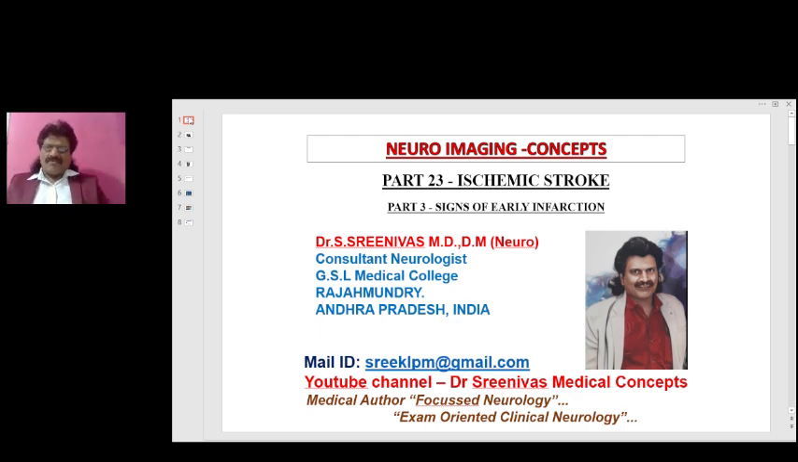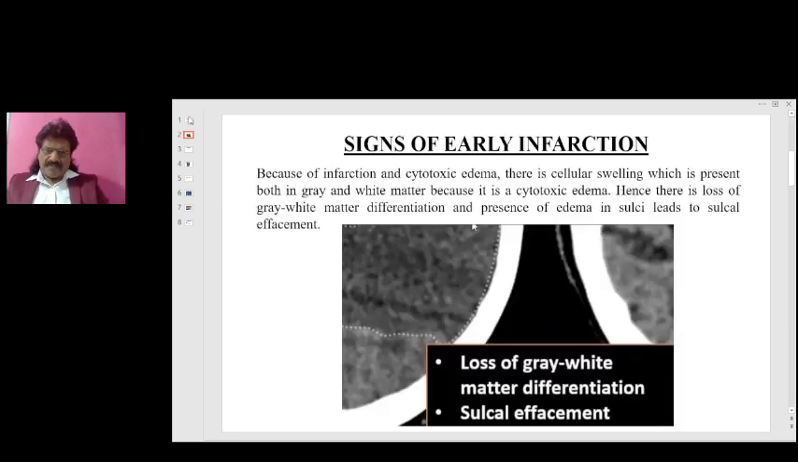We are talking about ischemic stroke, and today we are going to discuss the signs of early infarction. So ischemic stroke part 23, signs of early infarction part 3. What are all these signs of early infarction? A person comes with clinical manifestations of stroke and we need to pick up the signs of early infarction on neuroimaging. So what are all the important signs of early infarction?